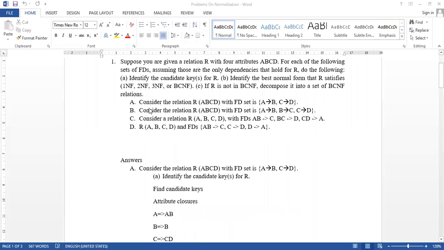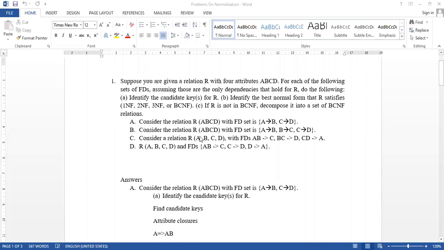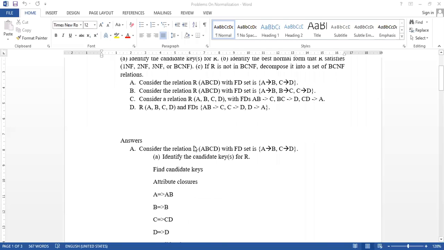Here, there are four relations with four FD sets. So R with FD set. Okay, now we'll see the first one. Consider the relation R with attributes A, B, C, D and the FD set. So what is the first step? We have to find the candidate key. How to find the candidate key? You have to find out attribute closures.